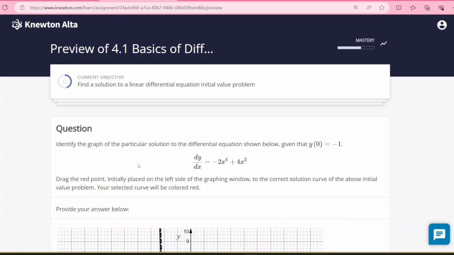All right, so this time we're asked to identify the graph of the particular solution to the differential equation shown below, with this condition. So we have an initial value problem, y prime or dy over dx, first derivative equals some function of x. So I'm just going to be integrating to solve that. And then we have to find the value of the constant that'll give us a solution that satisfies this condition. And they say drag the red point initially placed on the left side of the graphing window to the correct solution curve of the above initial value problem.